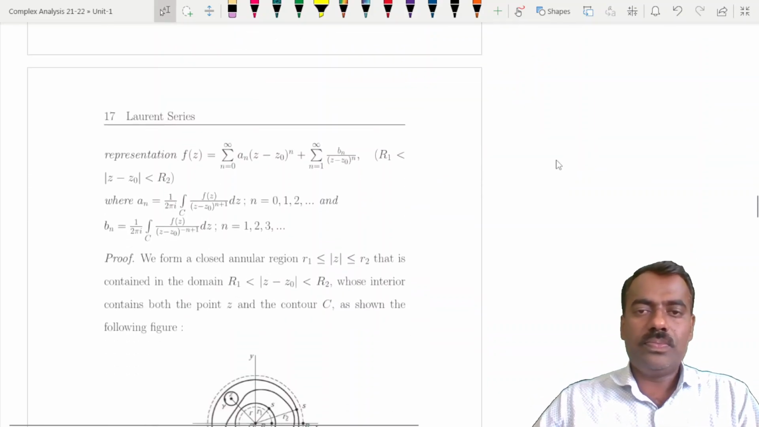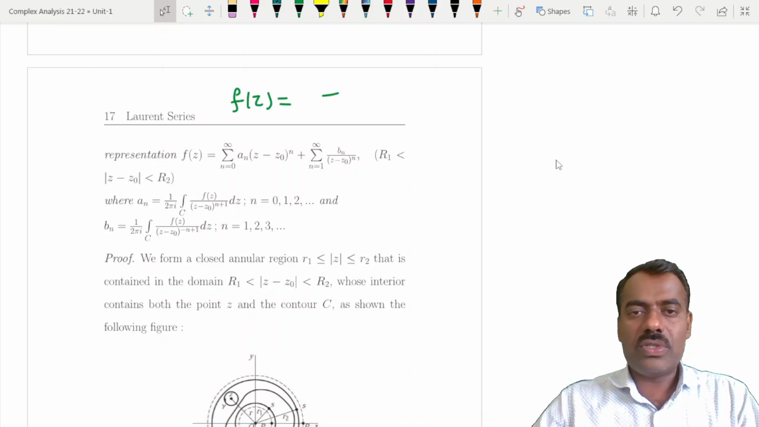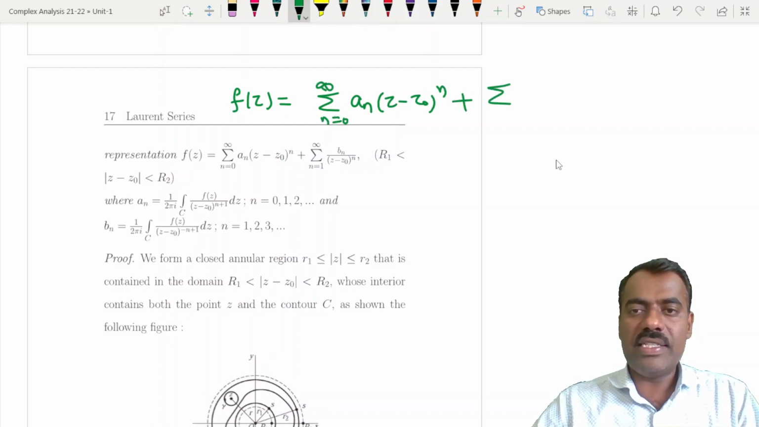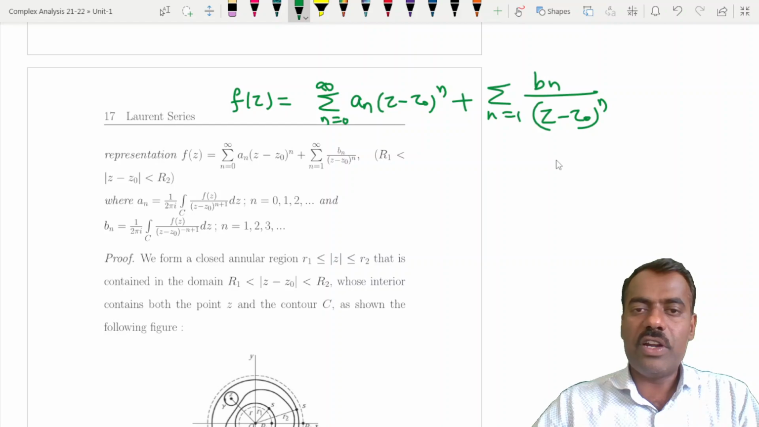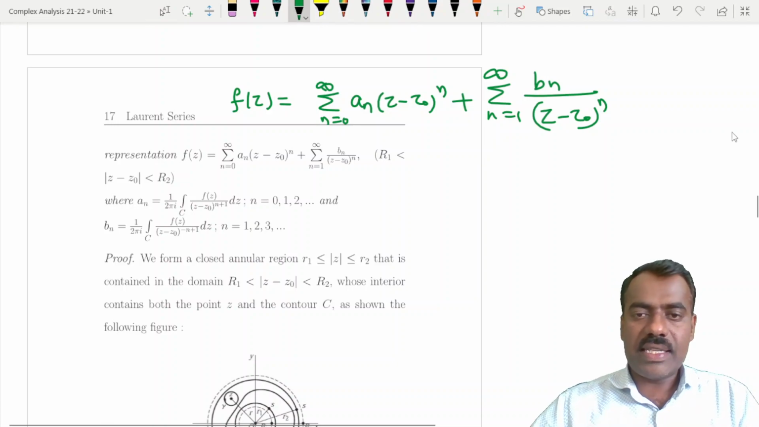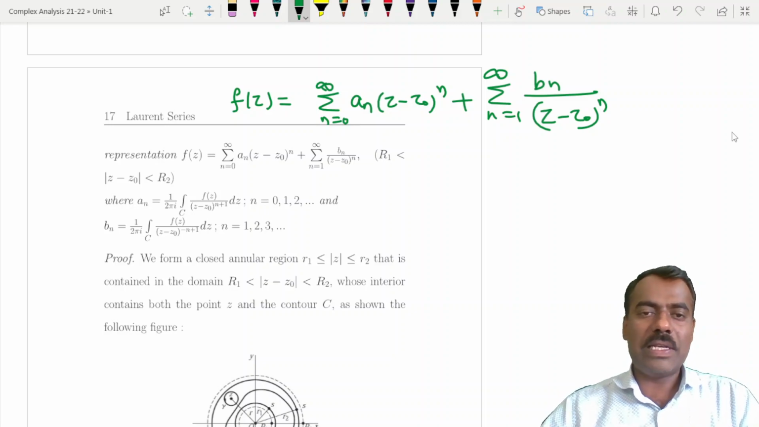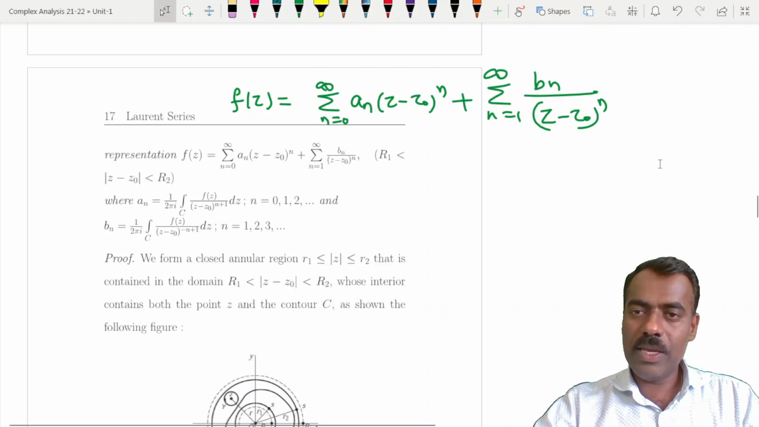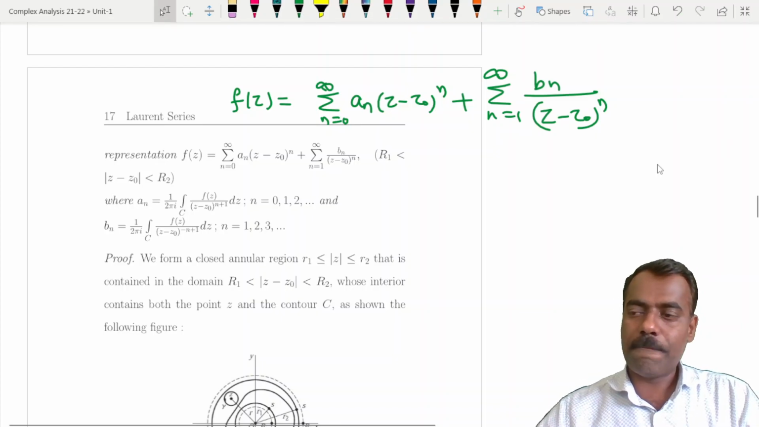f of z is equal to the summation of an times z minus z naught whole power n, which we also saw in the Taylor series. And what we have here is an extra term, which is bn upon z minus z naught whole power n, with n from 1 to infinity, in that annular region. And the an's are given by this integral, 1 by 2 pi i, integral of f of z upon z minus z naught whole power n plus 1 dz, and the bn's are nothing but the integral of f of z upon z minus z naught whole power minus n plus 1 dz. Okay, so that is the only difference.